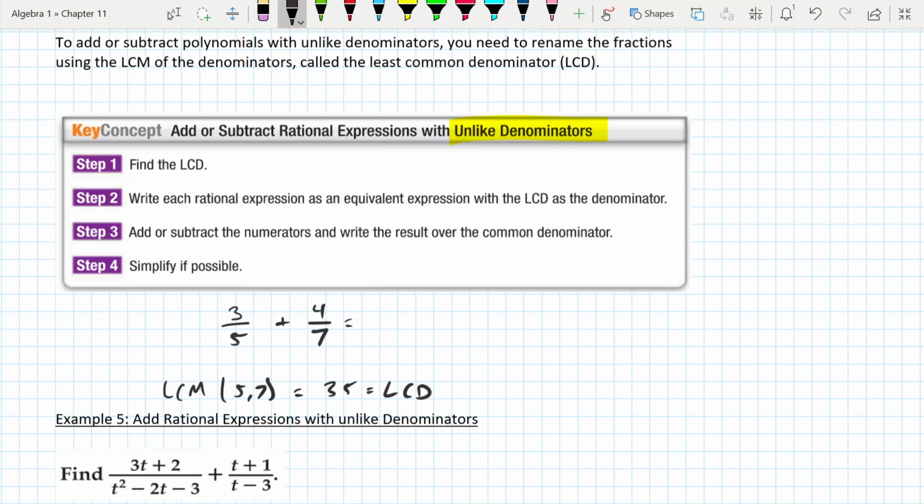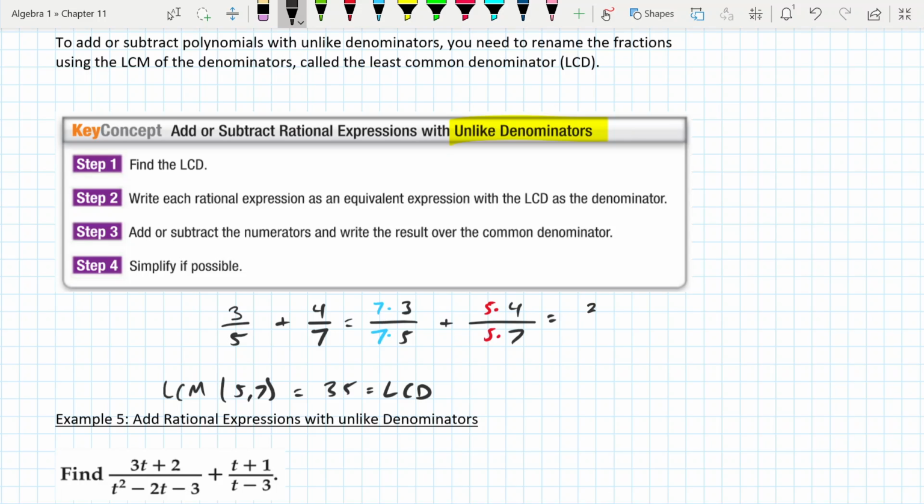Okay. Now, the reason why I want to know that least common denominator, what do I need to multiply 5 by to get to 35? Well, I need to multiply by 7. But if I do it to one, I do it to the other. So both the numerator and denominator get multiplied by 7. Now, for the fraction with the 7 in the denominator, I want to get that to 35, so I have to multiply it by 5. And if I do it to the denominator, I do it to the numerator.